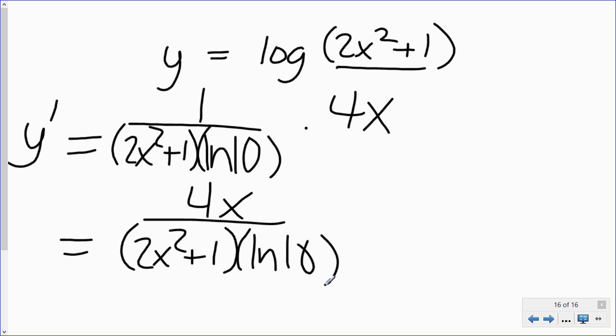So just remember, when you just see log, the base is 10. You can always add it there if you want to, but typically we won't write the base because it's understood to be a 10.